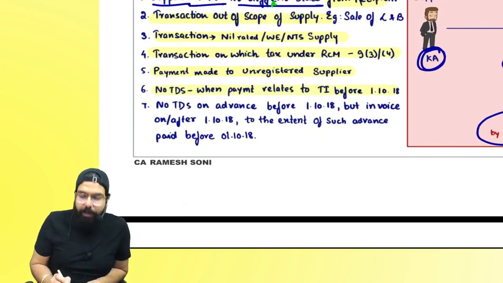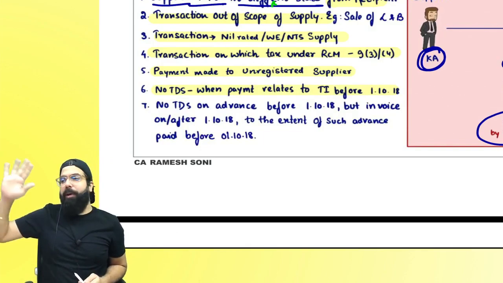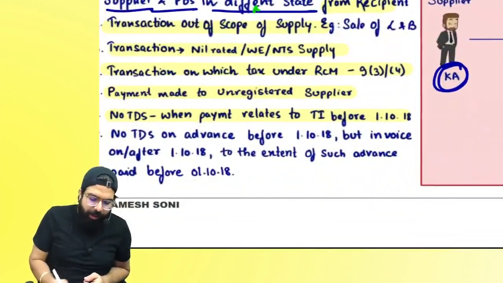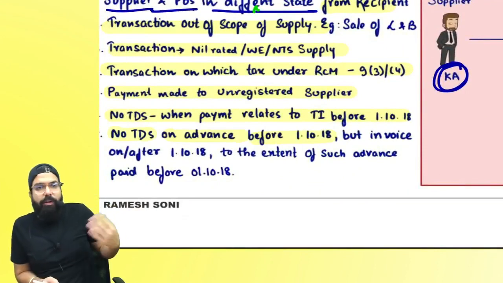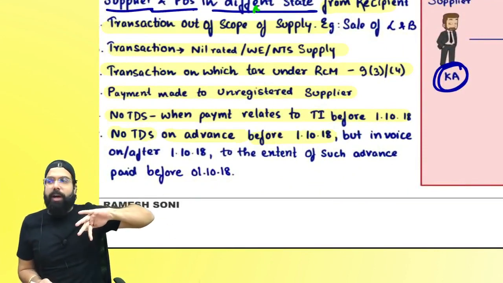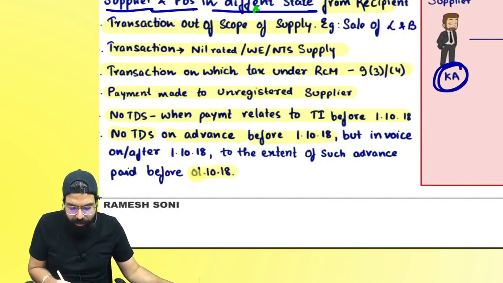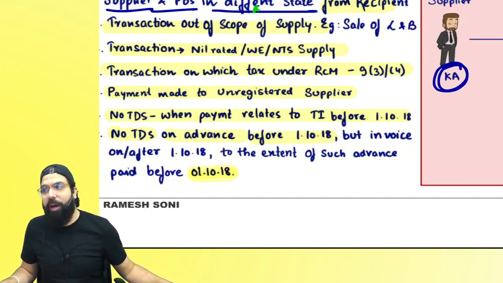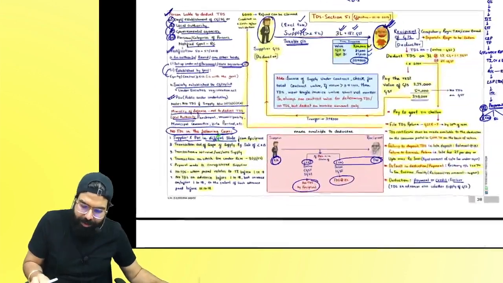TDS is not required when payment relates to a tax invoice which was issued before 1/10/2018, because the provisions of TDS only were effective from 1/10/2018. Then no TDS on advance before 1/10/2018, even if the invoice is issued after. To the extent the advance was given before 1/10/2018, TDS had to be deducted on advance, but that time provisions were not effective, so on that advance also TDS is not required to be deducted. I hope everyone is clear.